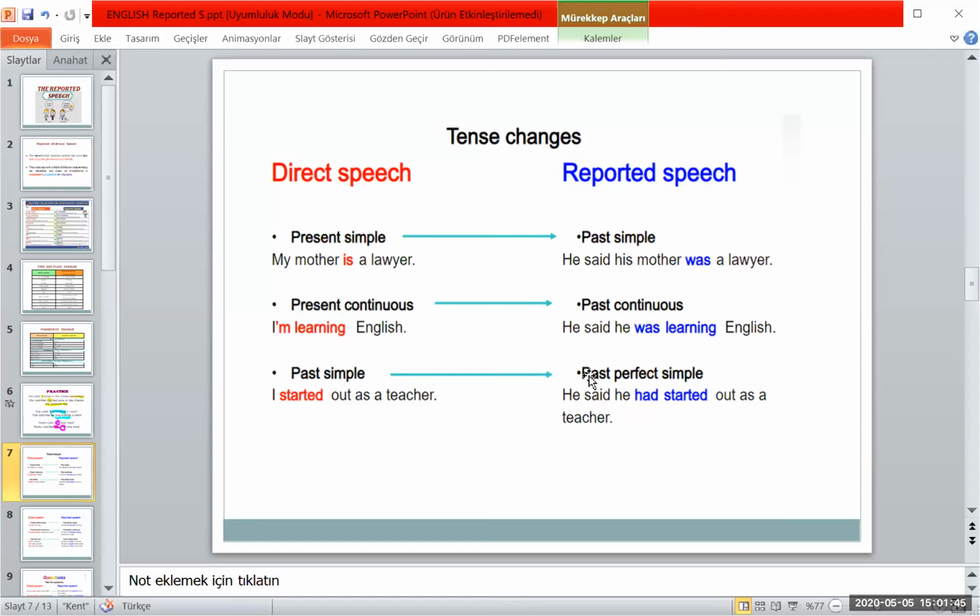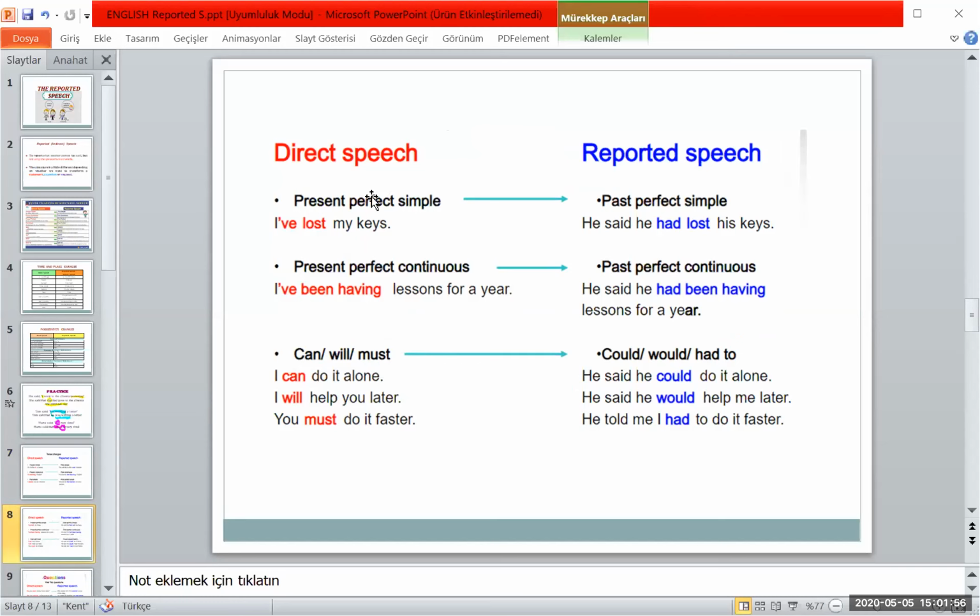So there are some further sentences, but I'll take just three of them. In direct speech, present perfect, "I've lost my keys," will change in reported speech to past perfect. He said he had lost. Have lost changed into had lost. And because the boy is talking here, we change this I pronoun into he pronoun and this my possessive adjective into his possessive.